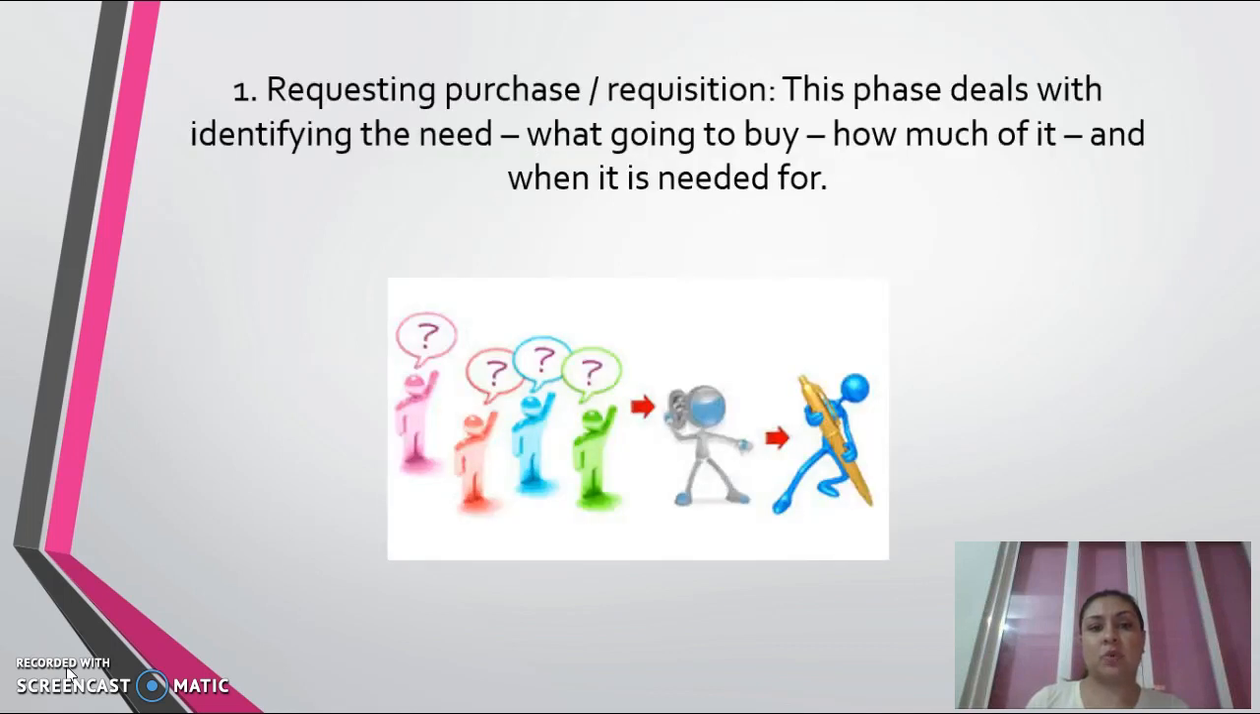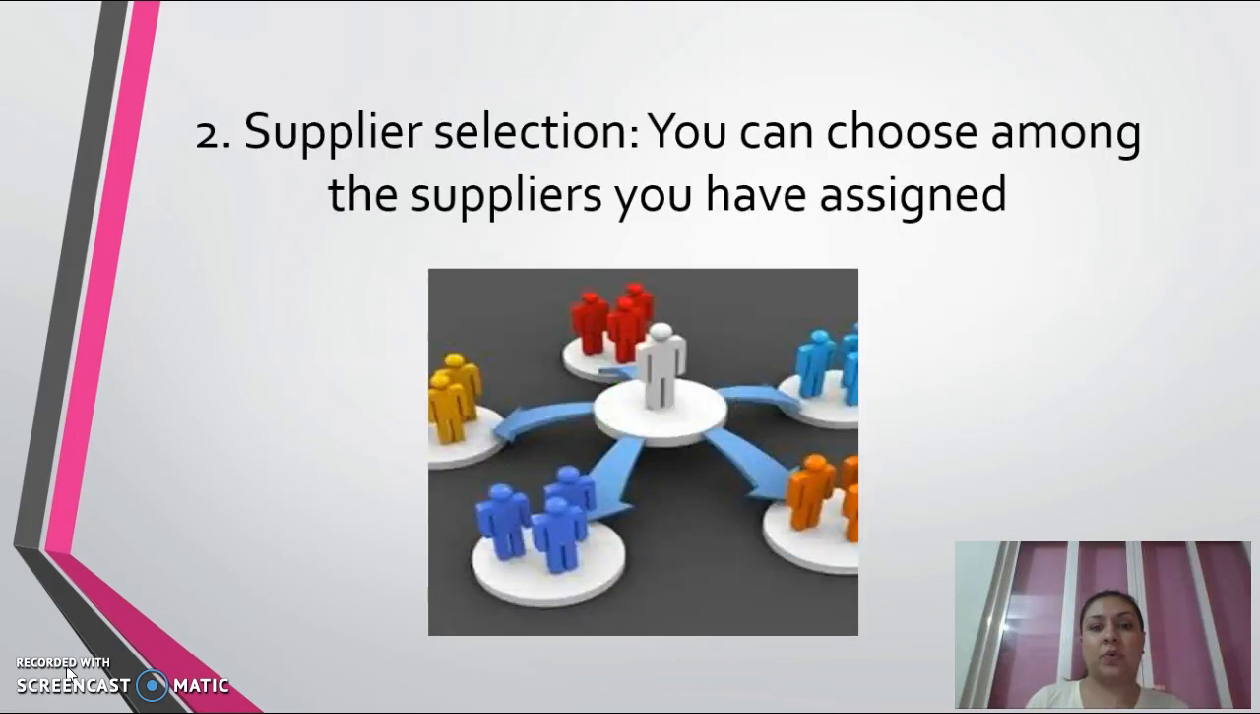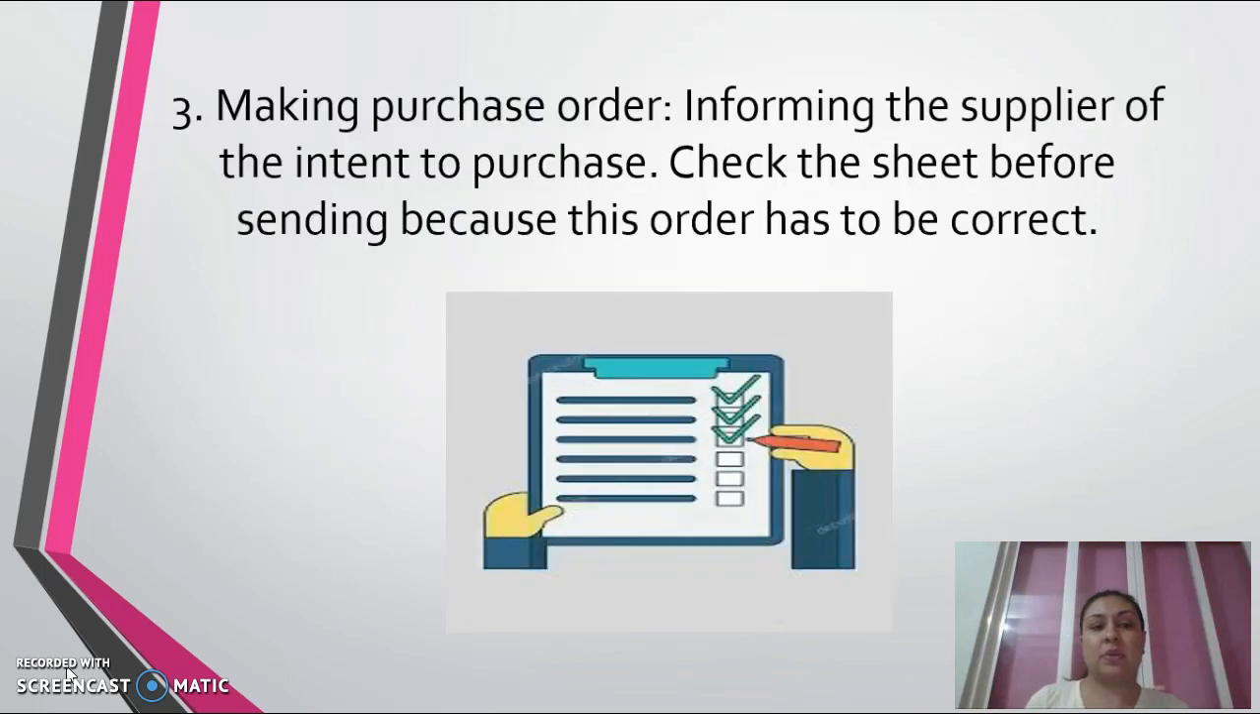First, requesting purchase requisition. This phase deals with identifying the need, what's going to be bought, how much of it, and when it is needed. Second, supplier selection. You can choose among the suppliers you have assigned.